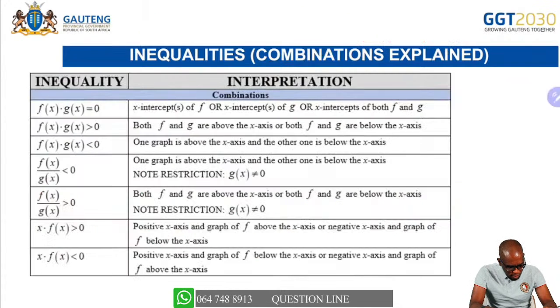Now we move on to combinations. With combinations, it's a different ball game. Instead of looking at where one graph is above and one graph is below, we are now combining the two functions and checking where they are both above, or where one is above and the other below. So you are looking at those things.